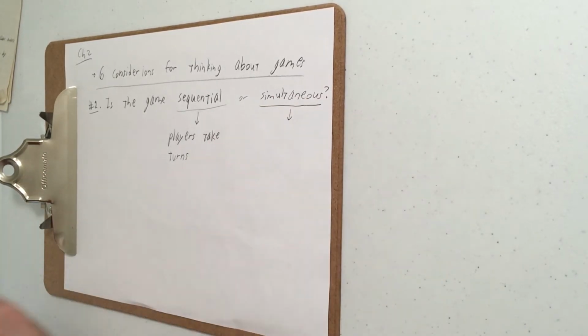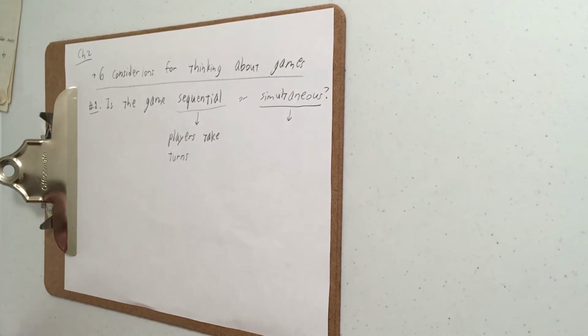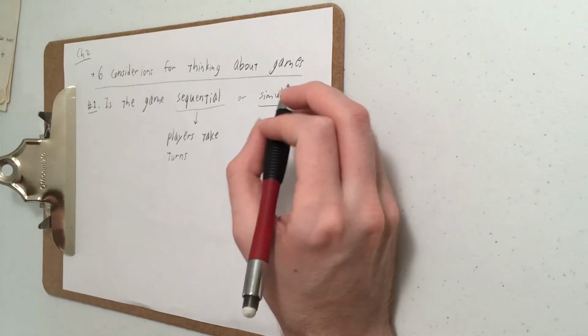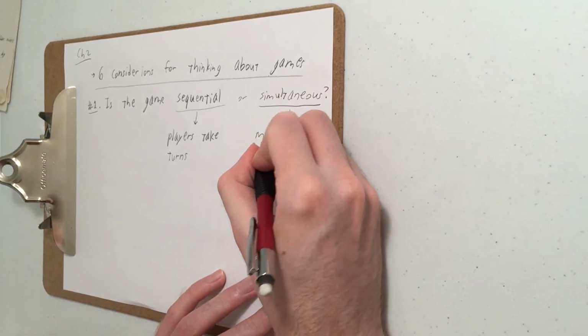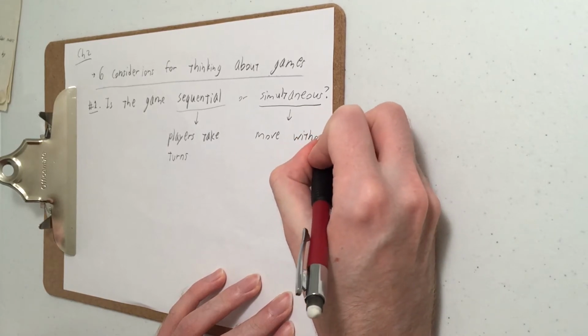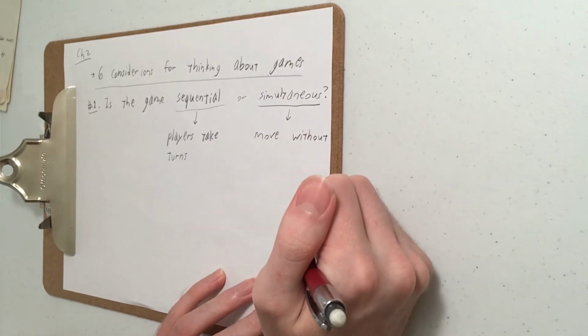Now, a simultaneous move game means the players move at the same time, or more precisely, the players move without knowing what their opponent is doing. So games like rock, paper, scissors are simultaneous move games.